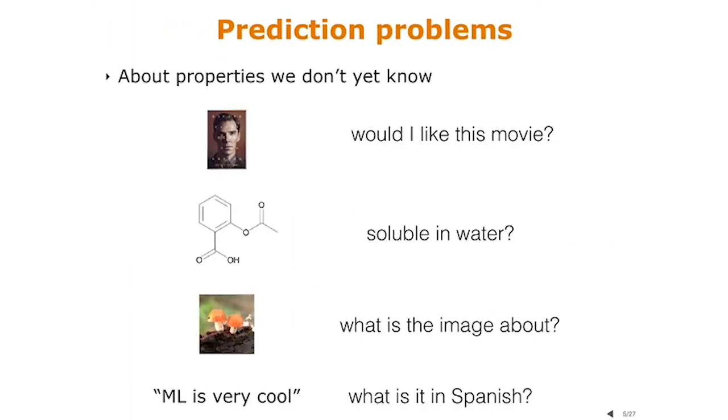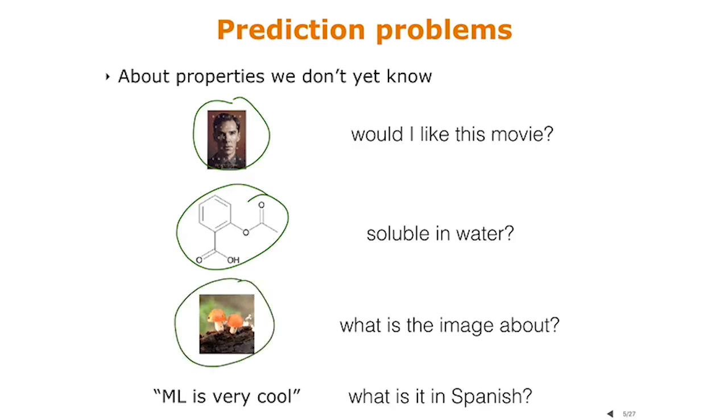Now, there are other types of predictions that you can make, not only about events that are about to occur, but about properties you do not yet know. For example, I can take a movie and ask whether you would like this movie. That is a prediction of a property of a movie, whether you like it or not, that I can learn to predict. I can ask about molecules, whether a molecule is soluble in water or another substance. It is a property that I can learn to predict.